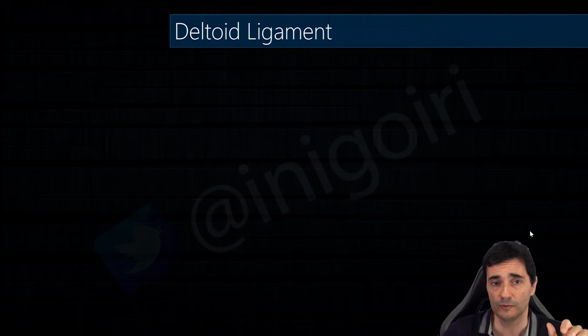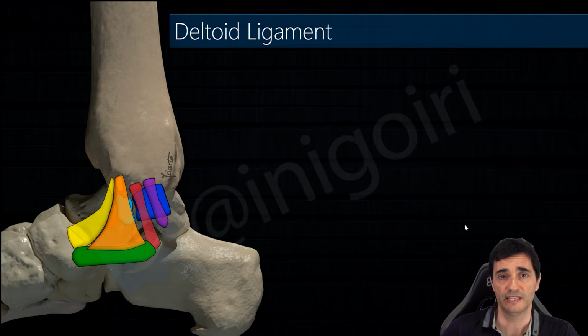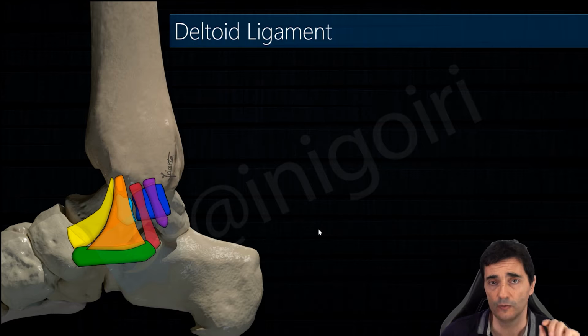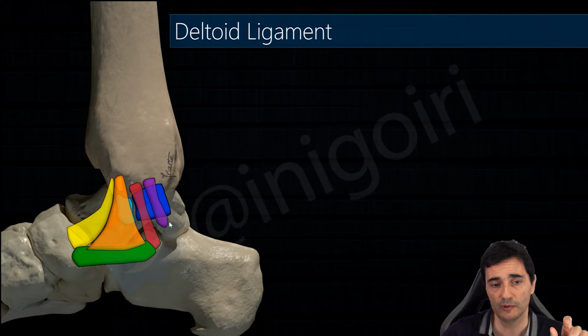My name is Iriarte and I'm going to show you now the medial ligamentary complex of the ankle and its ultrasound view. First we will remember the anatomy of the deltoid ligament very briefly. Two layers, a deep layer and a superficial layer. We will start with the deep layer from posterior to anterior, and we will find the posterior tibiotalar ligament and the anterior tibiotalar ligament in blue.